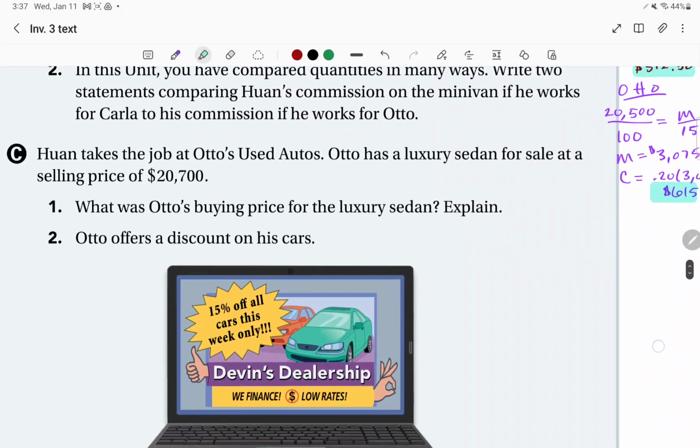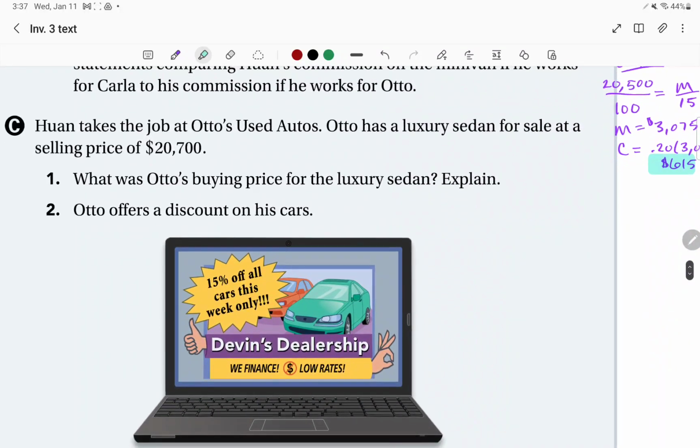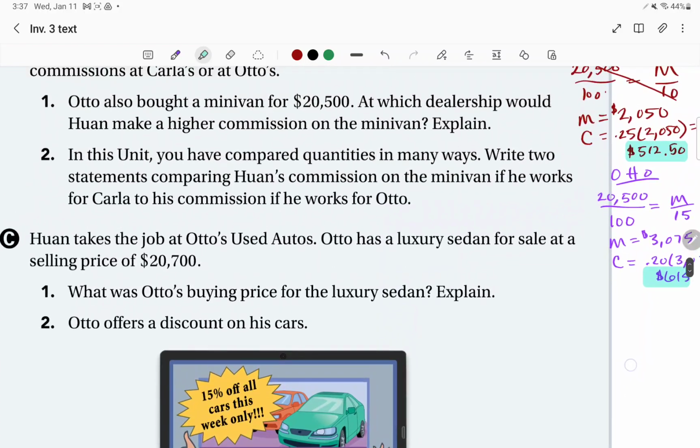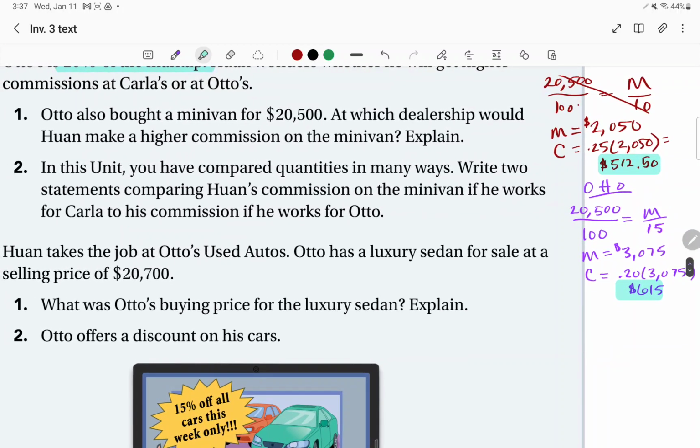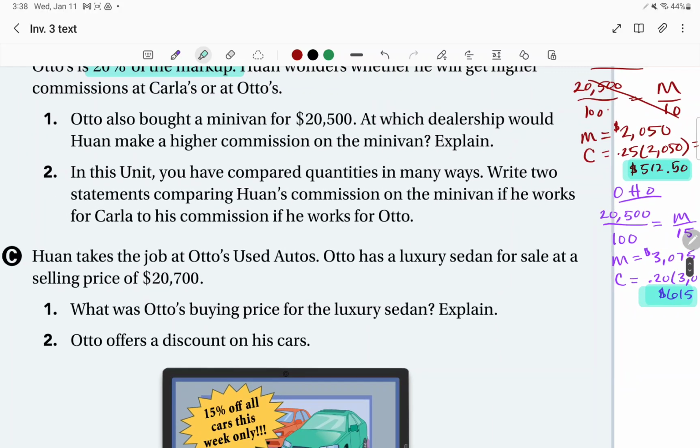Then on part C, Juan takes the job at Otto's. Oh, sorry. So, write two statements comparing Juan's commission in the minivan if he works for Carla to his commission if he works for Otto. So we have them here. Those are the two commissions for those. So he's going to make more for Otto than he would for Carla. Again, even though those numbers don't show that, it's because the markup off of that bigger number, which is what he bought it for, is bigger. It makes a bigger change. So make sure you answer number 2 there as well.